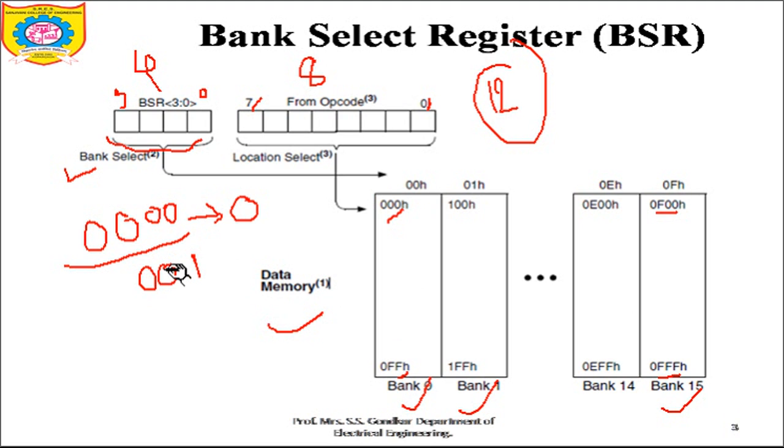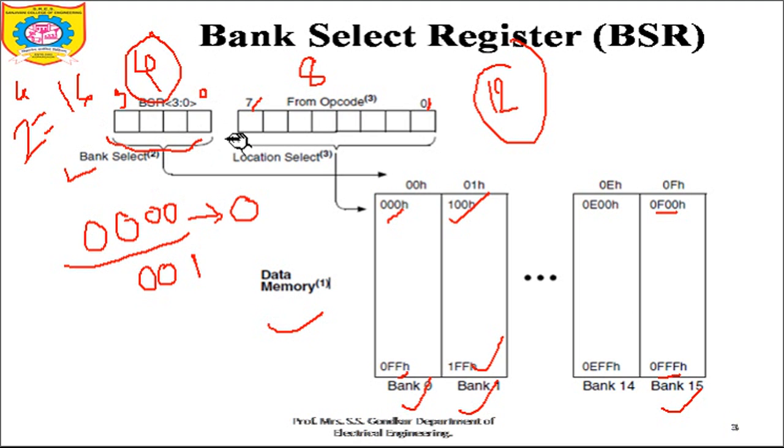it means bank number 1 will be selected. What will be the RAM locations? RAM locations will be 100 to 1FFH. In similar terms, you can select the banks. That's the reason, as it is of 4 bits, 2 raised to 4 is equal to 16. So we get 16 possible combinations, so 16 banks can be selected by changing the binary numbers over here.